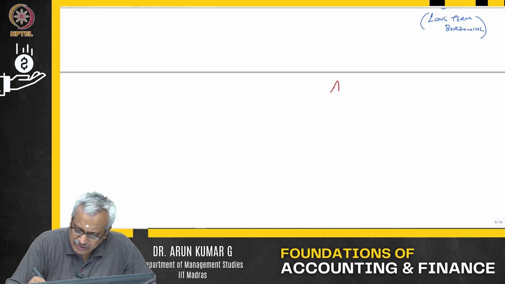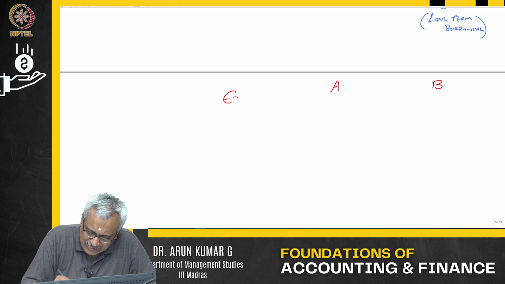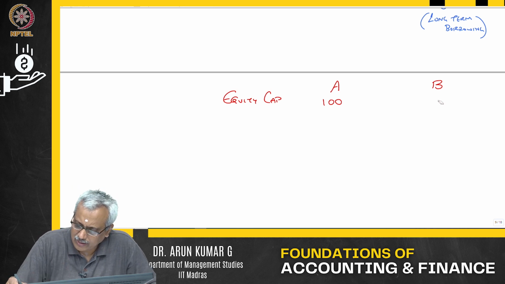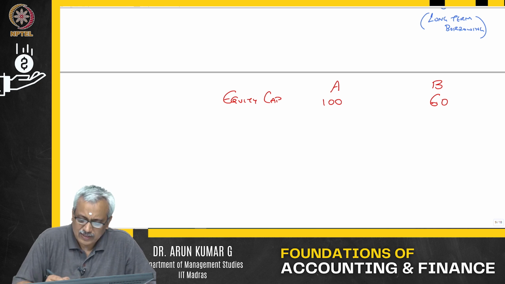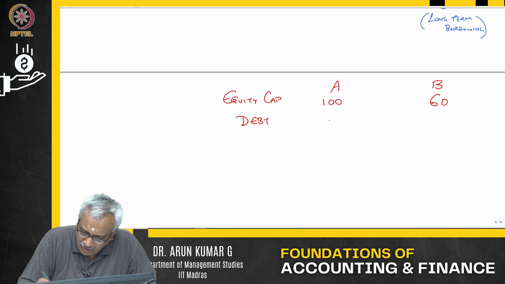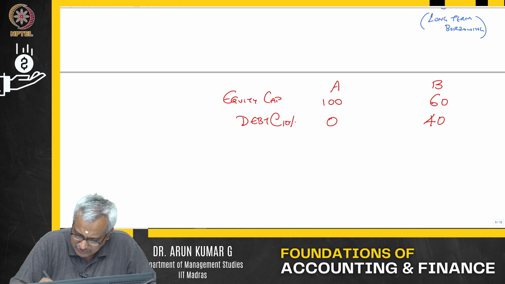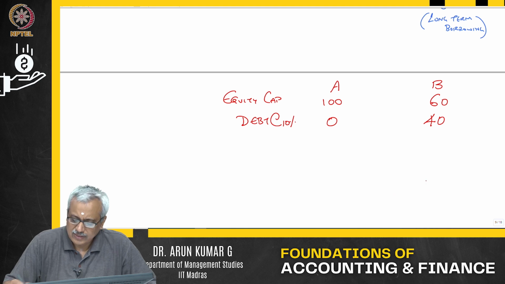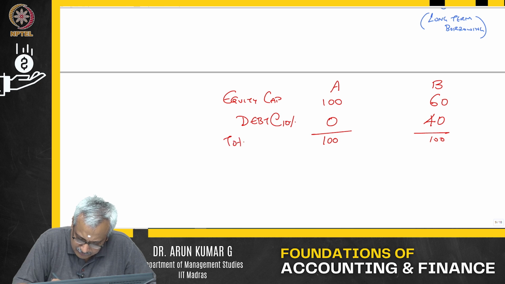I have two companies, A and B. A has an equity capital of $100, B has equity capital of about $60. Now, A has a debt capital of 0, B has a debt capital of 40, the debt interest rate is 10%, again for ease of multiplication. So, both have a total capital of $100 out there.